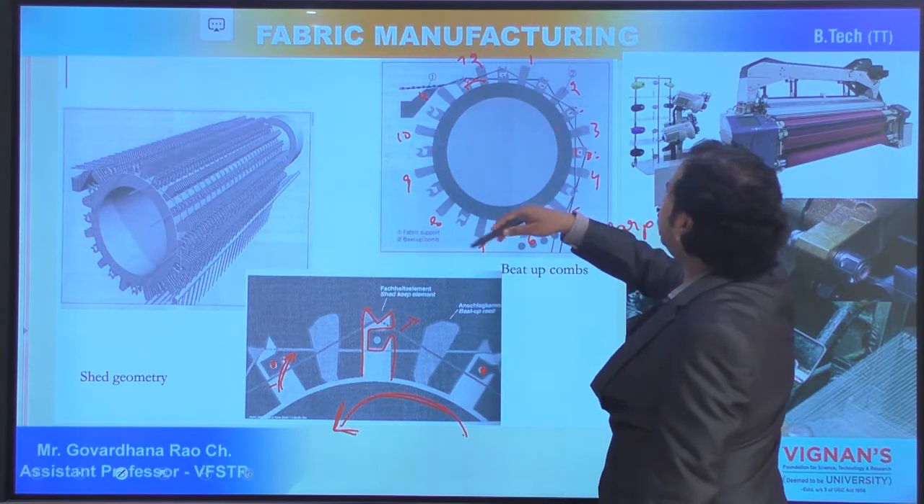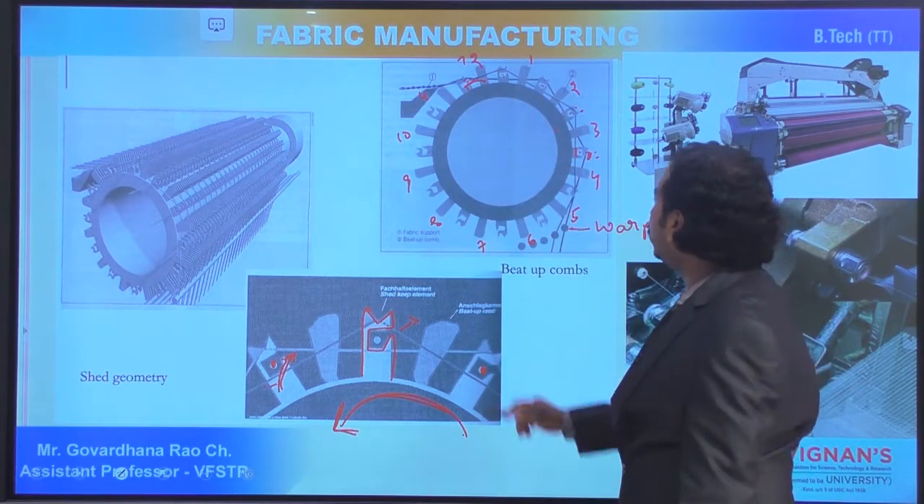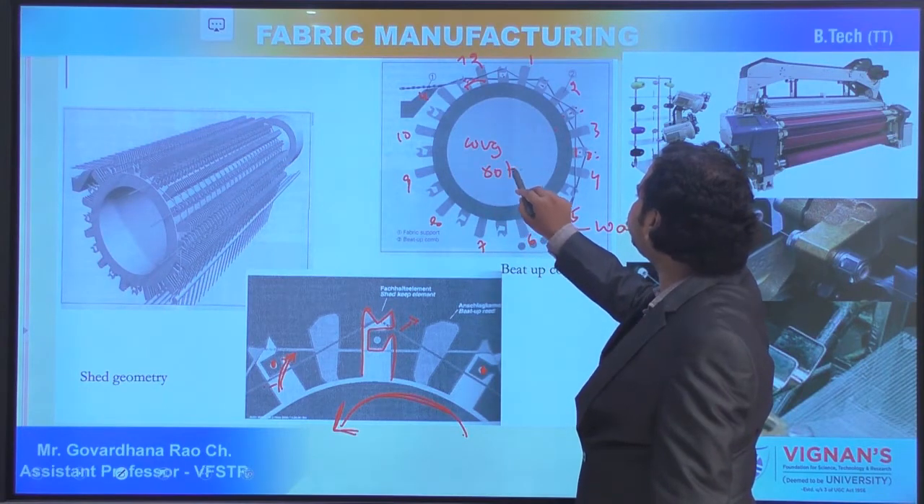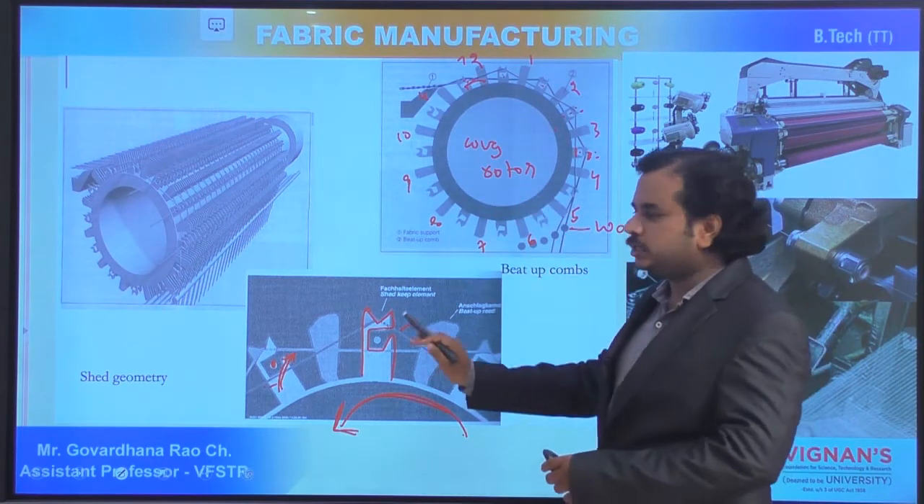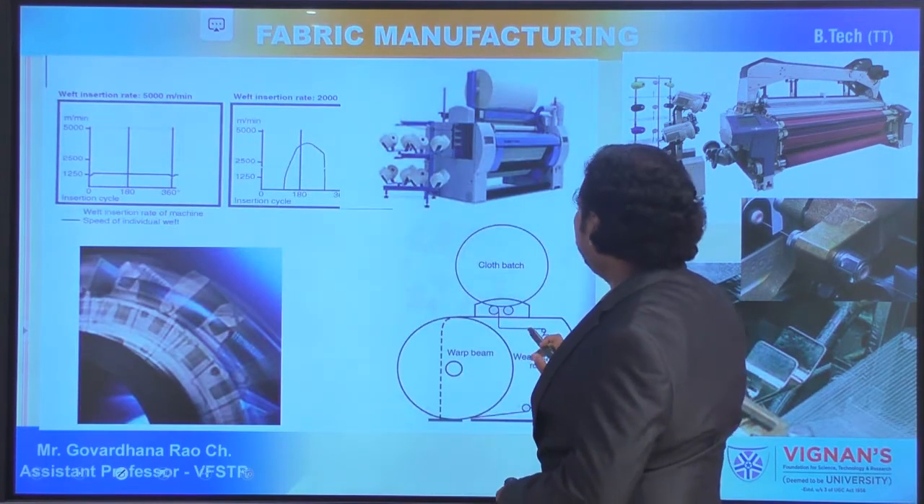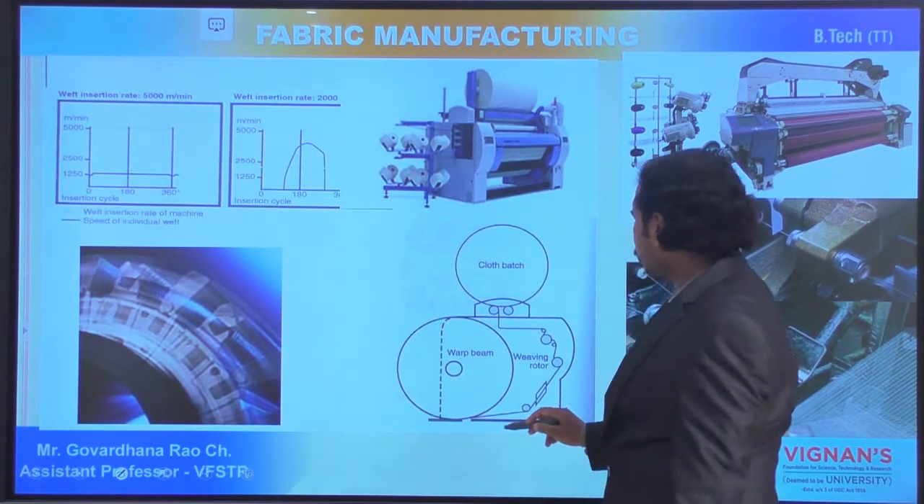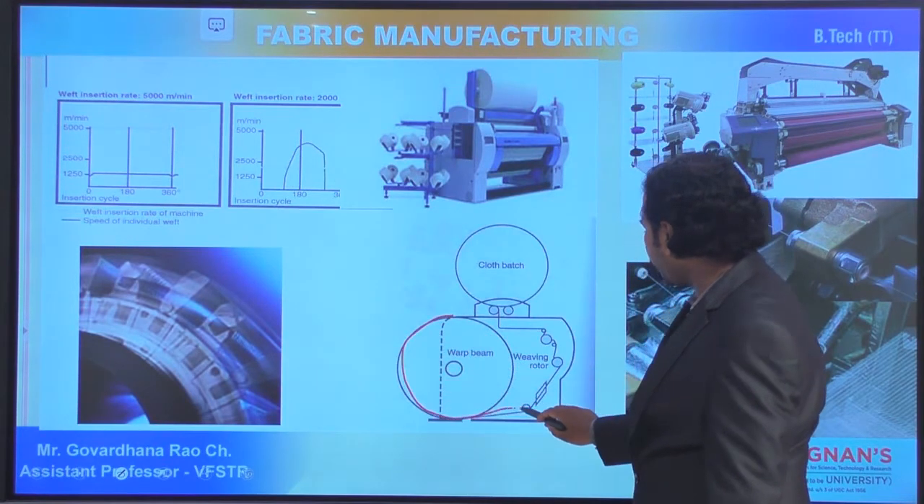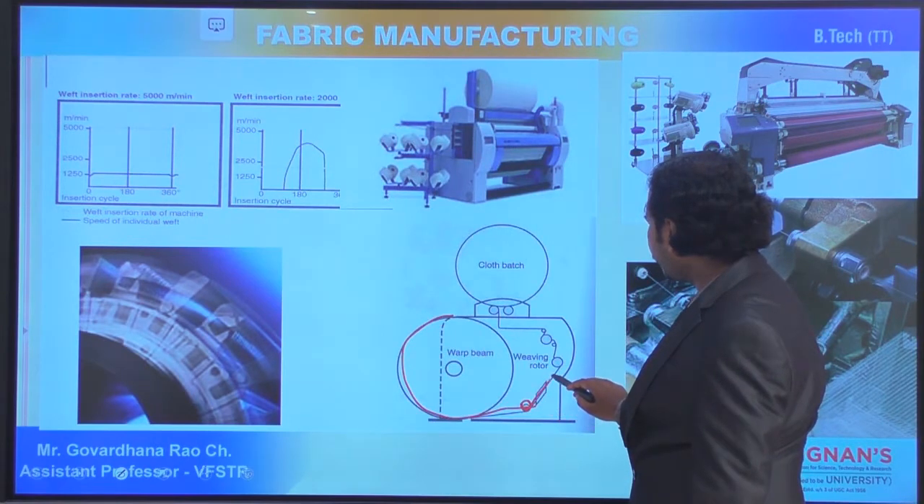So 12 weft elements and 12 shed forming elements on the weaving rotor. Okay, so this is the complete picture. You can see here this is the warp beam. The warp sheet is releasing from the warp beam. So there are selectors, and this is the weaving rotor.